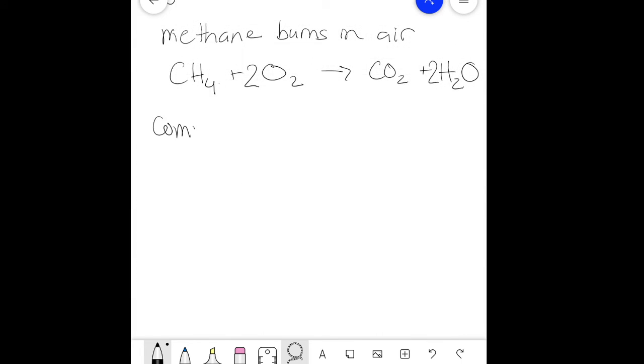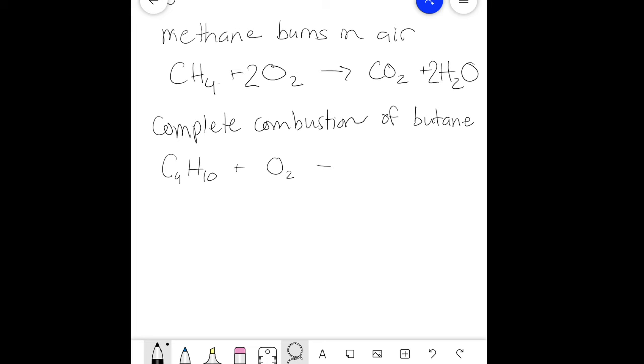So complete combustion of butane, I think is what I wrote. So butane is apparently C4H10, and then of course the same oxygen and carbon dioxide plus water, which would probably be water vapor. I mean, it's so hot.